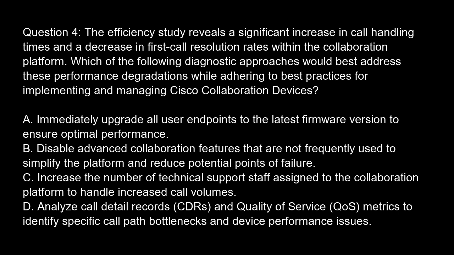Immediately upgrade all user endpoints to the latest firmware version to ensure optimal performance. Option B. Disable advanced collaboration features that are not frequently used to simplify the platform and reduce potential points of failure. Option C. Increase the number of technical support staff assigned to the collaboration platform to handle increased call volumes. Option D. Analyze call detail records, CDR, and quality of service, COS metrics to identify specific call path bottlenecks and device performance issues.